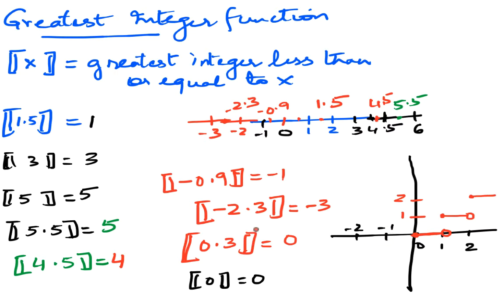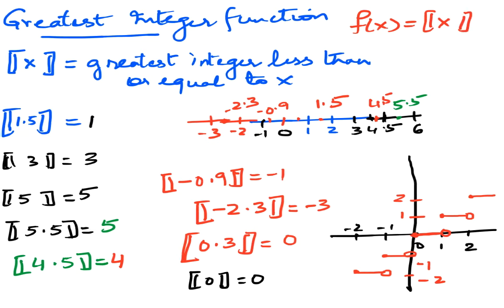Similarly, let's look at this. Any value between, say, negative 0.9, between minus 1 and 0. At 0, it is 0, but between minus 1 and 0, the value is minus 1. The moment it hits 0, it becomes 0. Similarly, any value between minus 2 and minus 1 will have the greatest integer to be minus 2, with a filled circle at minus 2, but the moment it hits minus 1, it jumps and there is an open circle. So that's the staircase we see for the graph of the greatest integer function.